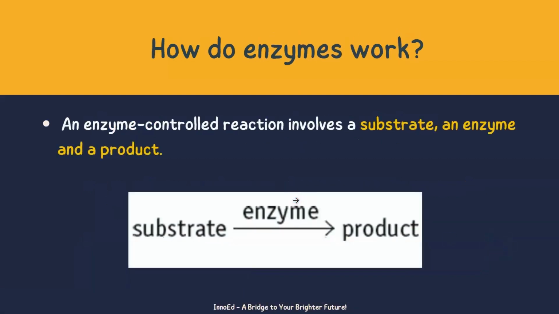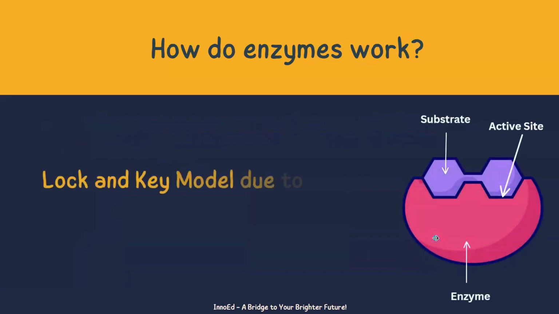How do enzymes work? An enzyme-controlled reaction involves a substrate, an enzyme, and a product. The enzyme is the thing which increases the rate of the conversion of substrate into the product. Enzymes work according to this lock and key model due to enzyme specificity.